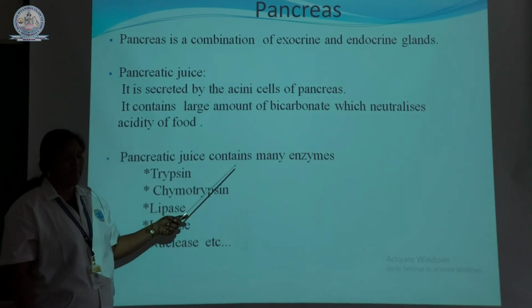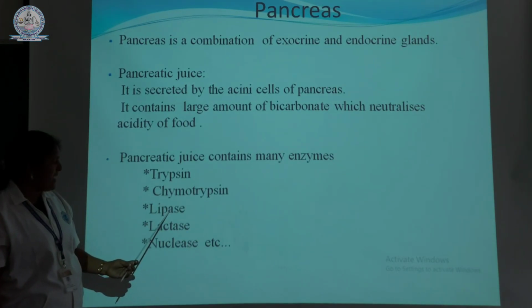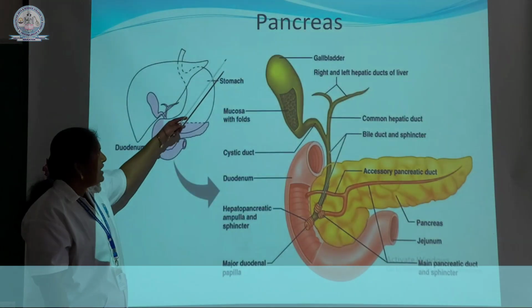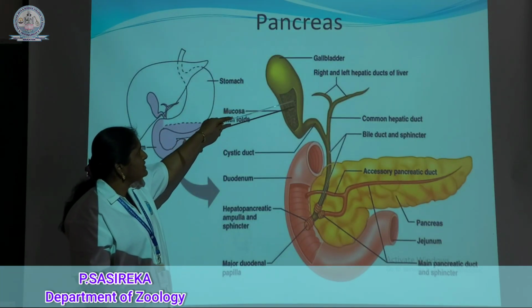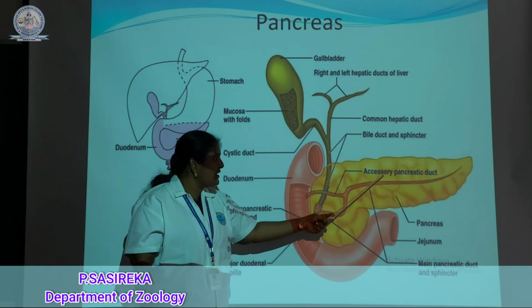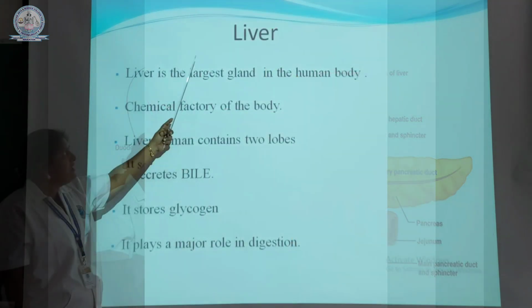Pancreatic juice contains many enzymes like trypsin, chymotrypsin, lipase, lactase, nucleases, etc. This is the pancreas, gallbladder, accessory pancreatic duct. The pancreas looks like a leaf.